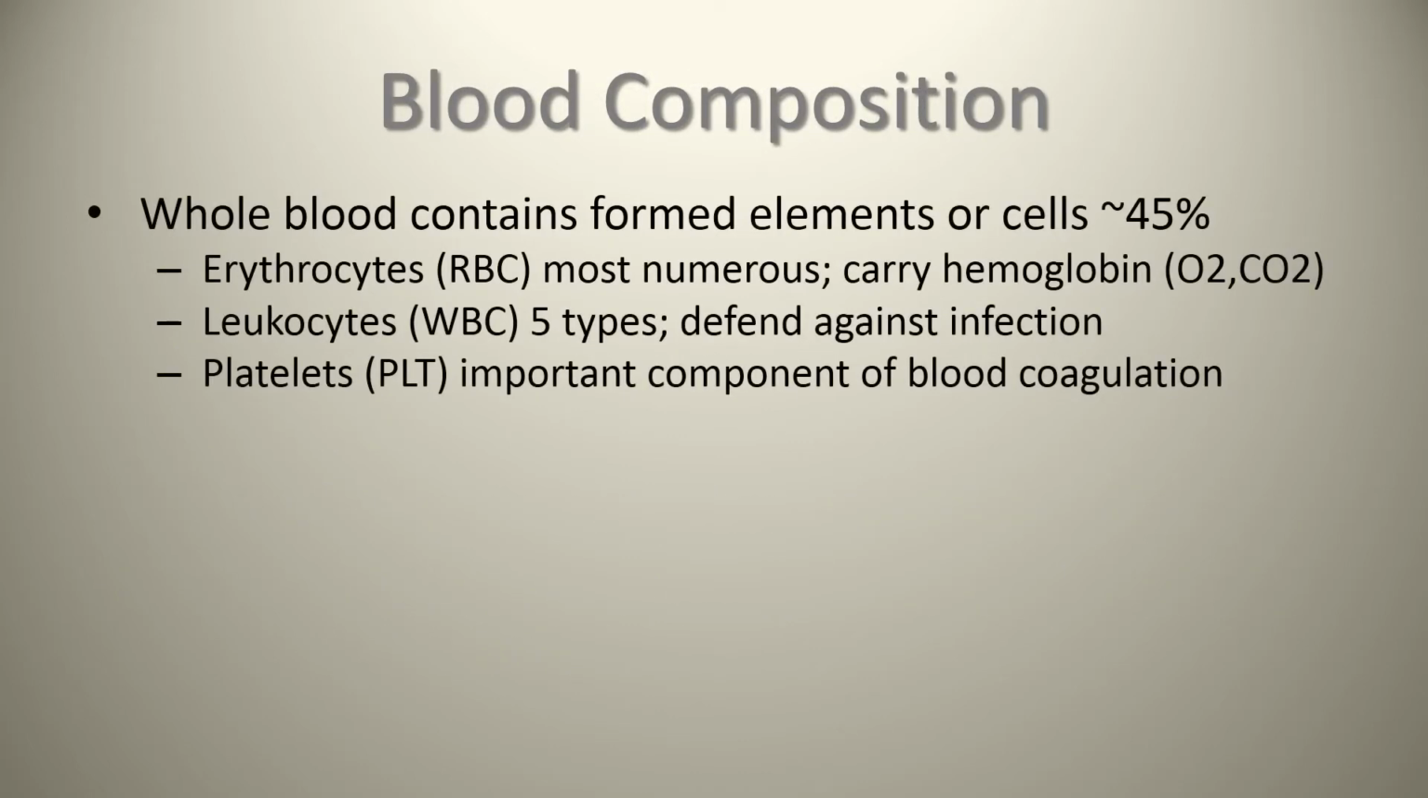We know that blood is about 45% solid and 55% fluid. So of the 45%, or the whole blood containing cells, you have three major components. You have the red blood cells, the white blood cells, and the platelets. The red blood cells are the most numerous. These are the erythrocytes, and these are basically the cells which help carry oxygen and carbon dioxide. Then you have the leukocytes, which are the 5 different types of white blood cells, and these help defend against various forms of infection. And lastly, you have the platelets, which are an important component of blood coagulation.